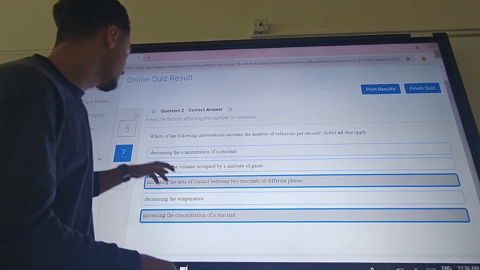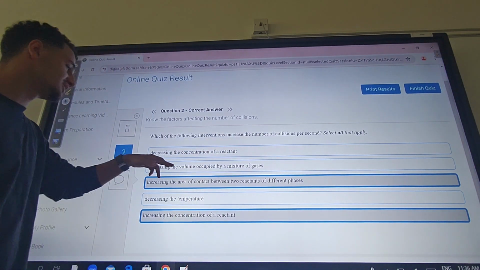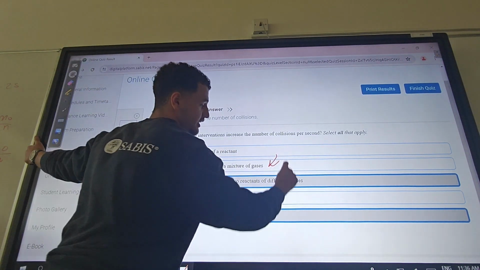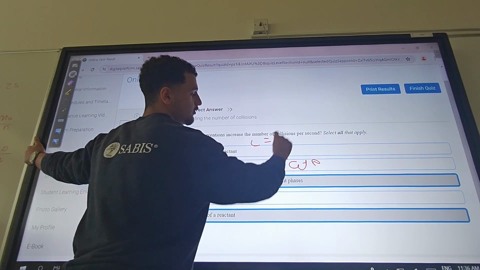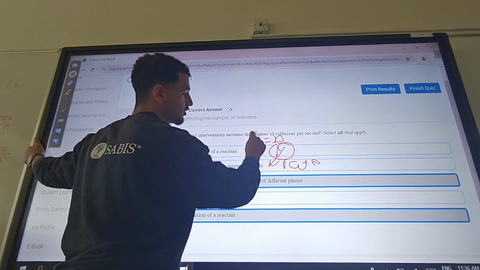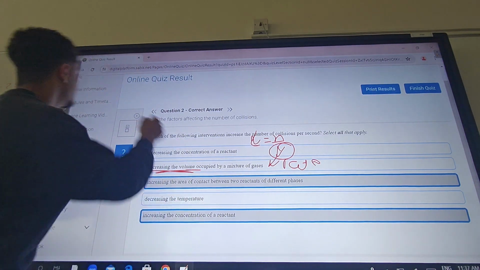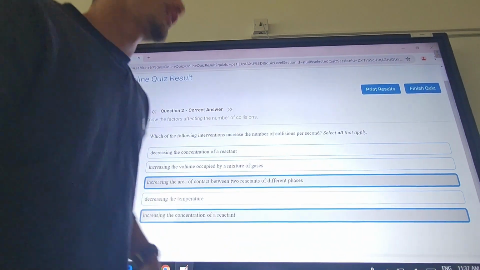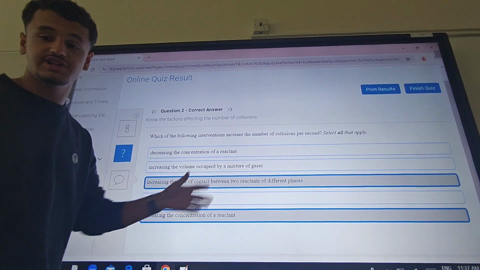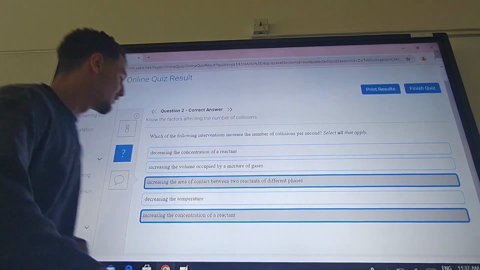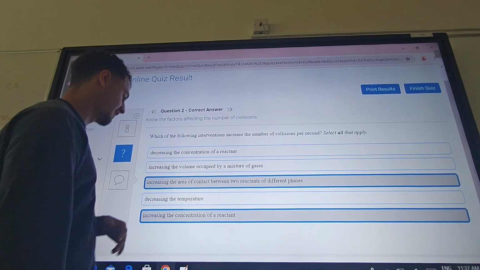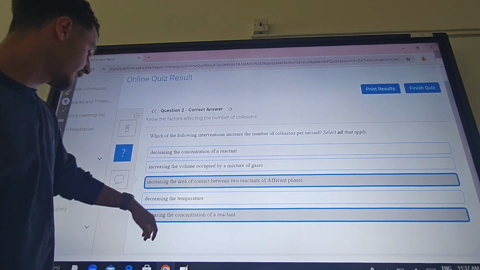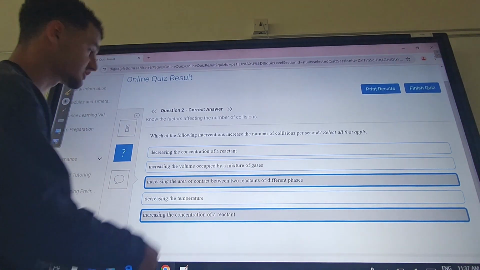Question 2. What increases the number of collisions per second? It's the same question. Decreasing the concentration, obviously not. Increasing the volume occupied by mixture of gases: increasing the volume decreases the rate. Remember that C equals n over V. So when you increase the denominator, the concentration will decrease, and obviously if you decrease concentration, then the rate will decrease. Increasing the area of contact, obviously if there's an increased surface area, that increases the rate. Then decreasing the temperature, obviously decreasing temperature, less kinetic energy, less collisions. Increasing the concentration of reactants, we said that's correct.